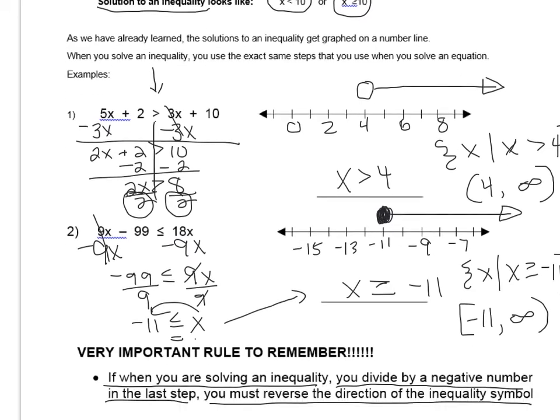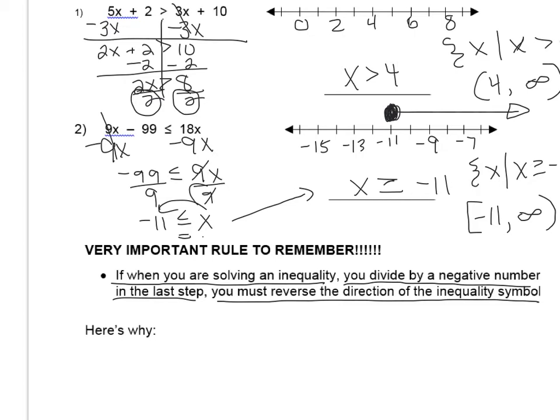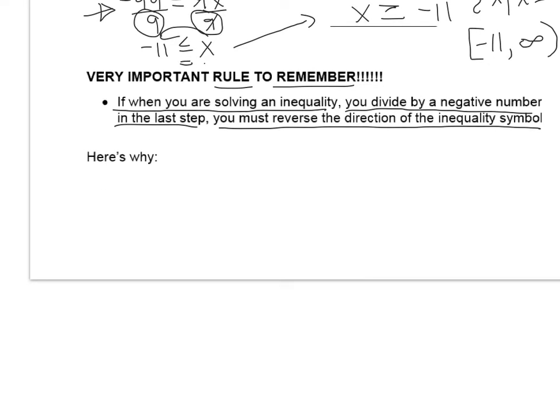In the second example, we divided by a positive 9. So we didn't need to reverse the inequality symbol. By the way, it doesn't matter if you're dividing into a negative number. The rule stands for when you're dividing by a negative number. I think if I show you why this is the case, you might not forget to reverse the inequality symbol when you divide by a negative.